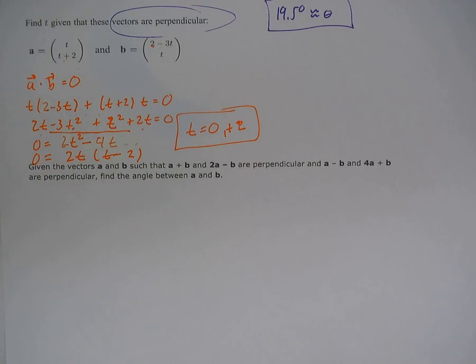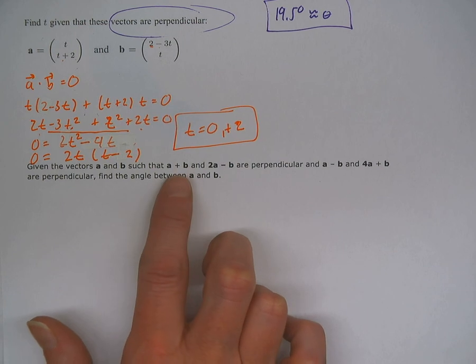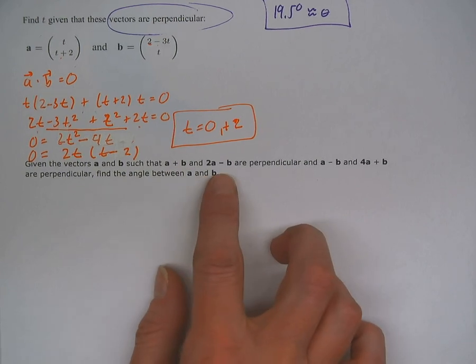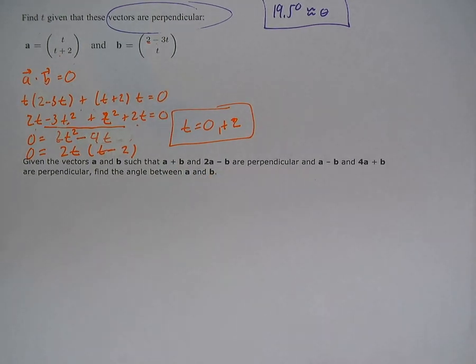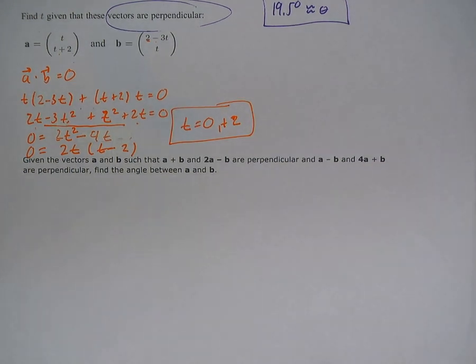final example, where they give us two vectors A and B, and they tell us that A plus B, these are vectors, these are not component forms. So vector A plus vector B put together and 2A minus B put together, those two vectors are perpendicular. Also, A minus B and 4A plus B, those two vectors are perpendicular as well. So how do I deal with that? Well, let's think about what we know about perpendicular vectors? We know that their dot product is zero.